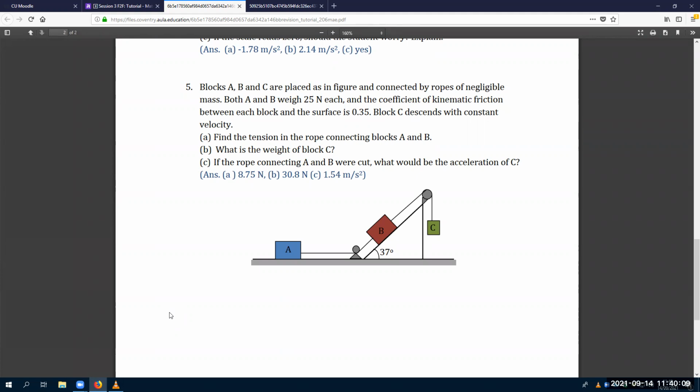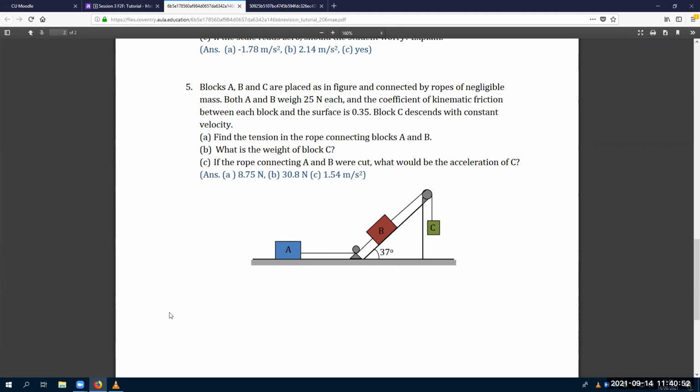Block C descends with constant velocity. Now this is very important. What does it mean, descending with constant speed? No acceleration, correct. So remember, acceleration is the derivative of velocity. If the velocity doesn't change, the derivative of a constant is 0. All right, so put this in the bag. We're going to use it very soon. And yes, Mahmoud online is also correct. There is no net force on the body because the sum of forces must be 0, because then there is no acceleration. That's exactly the same thing.